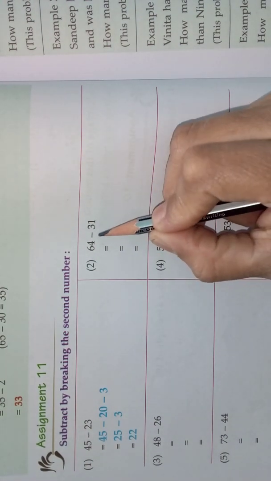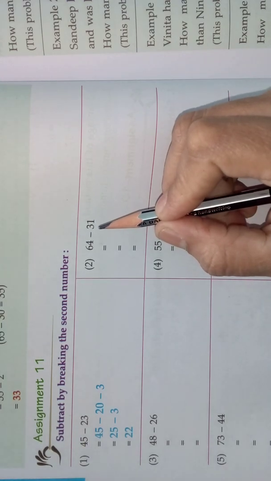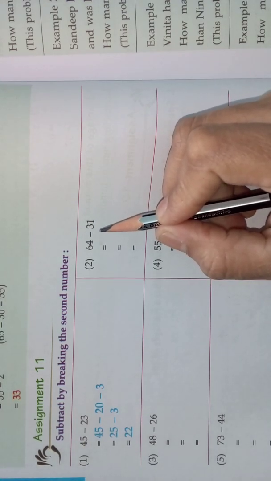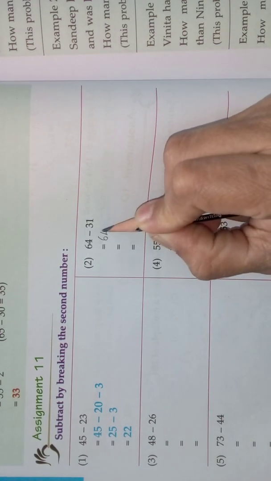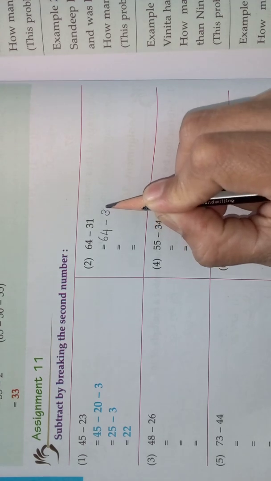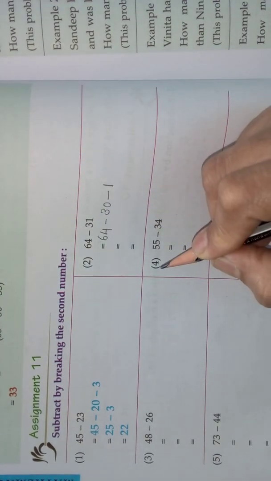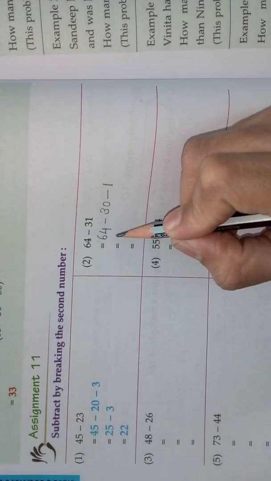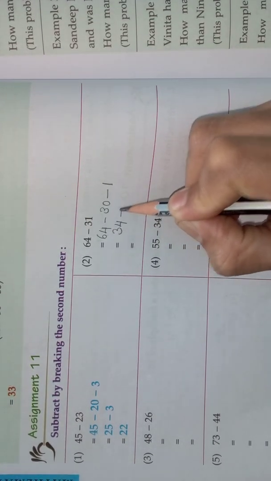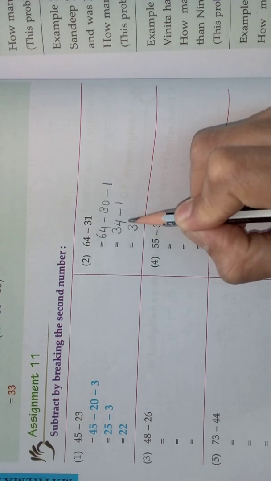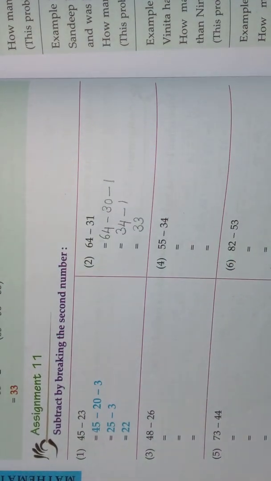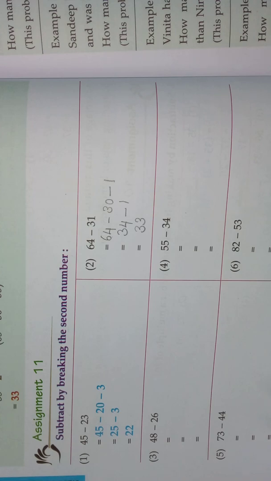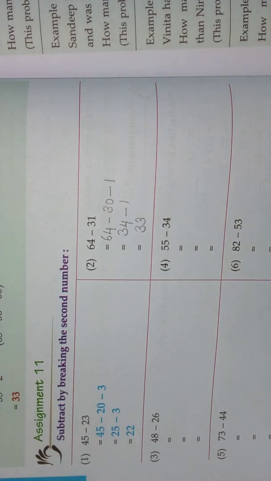So, what should we do? What is the second number? Minus 31. So, how to break it? Minus 31 is minus 30 minus 1. So, write like that: 64 minus 30 minus 1. Now we can do it easily. 64 minus 30 how much? 34. 34 minus 1 is 33. Clear children? Understood? Easy, no?